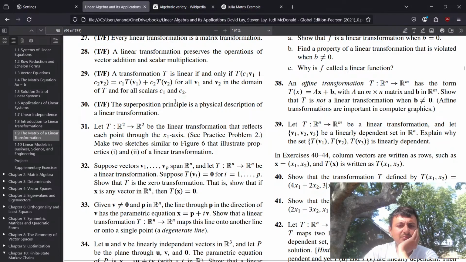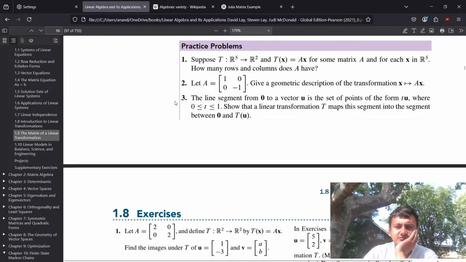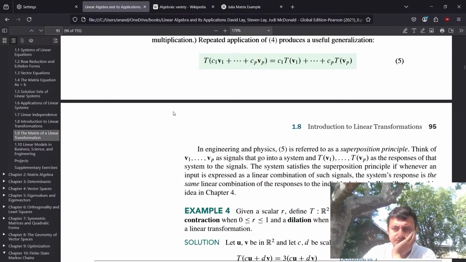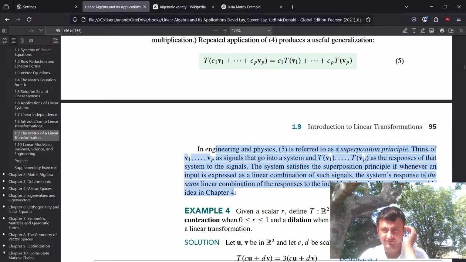What? The superposition principle is a physical? What did they even say? I didn't even get that part of it. Okay, I guess that's true. It's a physics thing.